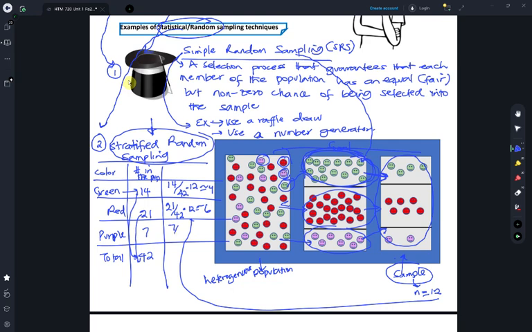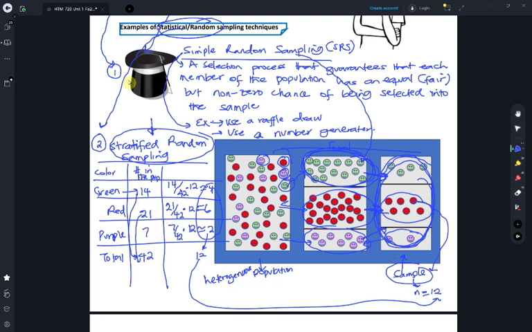Then finally, I have 7 out of 42 who are purple. So 7 out of 42 of 12, how many would that be? That would be 2. So that gives us the total of 12 that we want to select. So I will use simple random sampling to select 6 out of this 21 and then 2 out of this 7. This group will represent my final stratified sample. That is stratified random sampling.